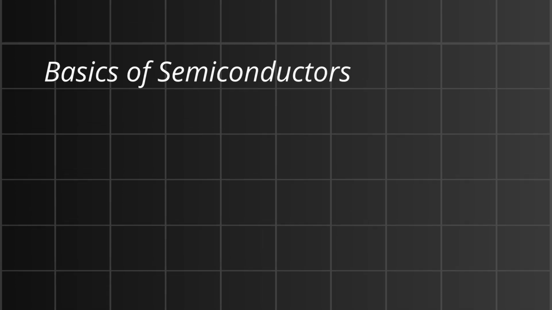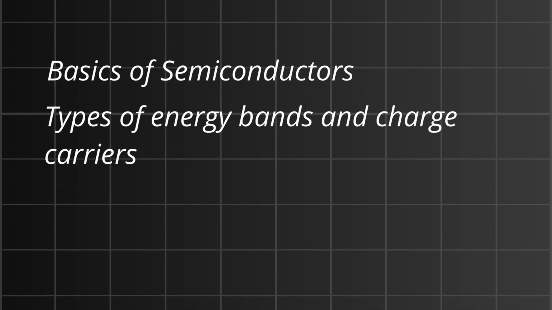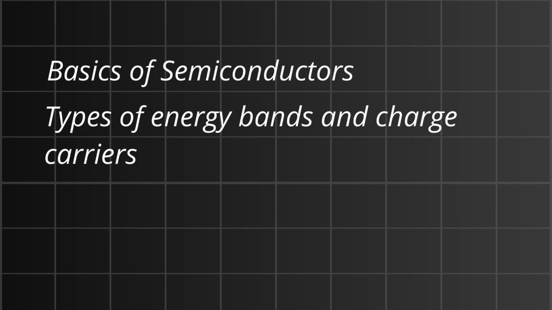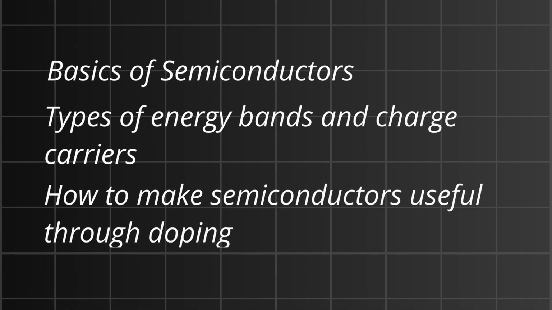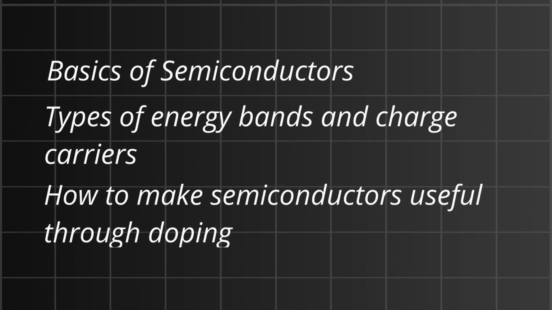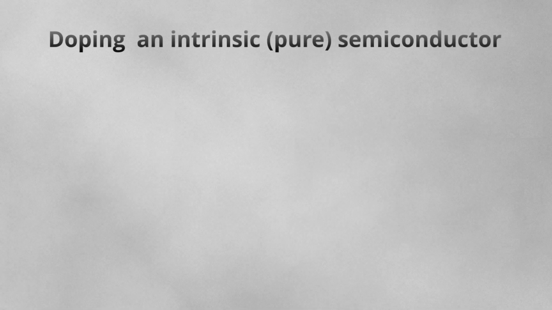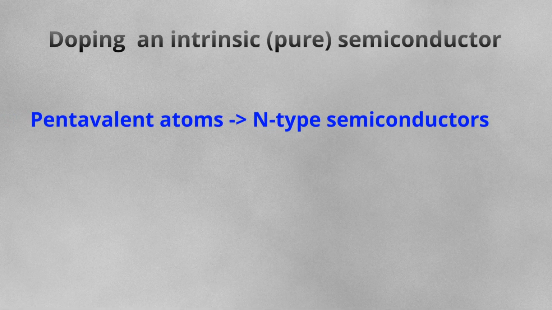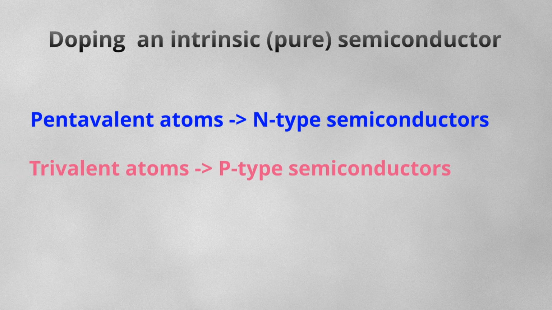In the last video, we talked about the basics of semiconductors. We also saw what the different types of energy bands and charge carriers are, and that in order to make semiconductors useful, we need to dope them with certain types of impurities. We saw that doping an intrinsic semiconductor with pentavalent atoms gives rise to N-type semiconductors, while doping them with trivalent atoms gives rise to p-type semiconductors. We ended that video with a brief mention of the p-n junction and how it forms the basis of all modern semiconductor devices. In today's video, let us pick up from there.